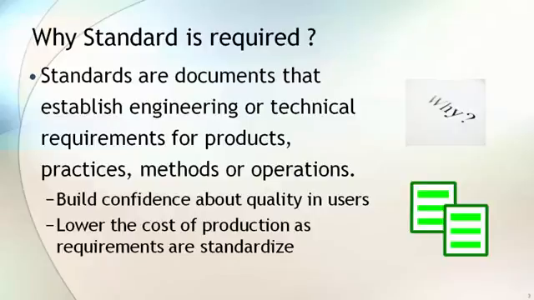In the case of the process industry, we want all the piping material, irrespective of their country of origin, to fit perfectly with each other when they come to the site. Standards help to achieve this by establishing engineering or technical requirements for a product, practice, method or operation. Standards build confidence in product quality for the users. With standardization, the cost of production will reduce as you can produce in bulk for a global market.